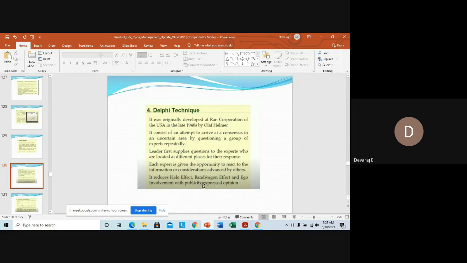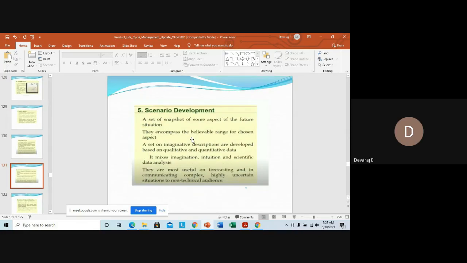So see this yellow effect, then bandwagon effect, and ego involvement. These are also called the other techniques which they are using. Don't worry about these techniques. You want to understand what is the Delphi technique. Then you go for the fifth, scenario development.